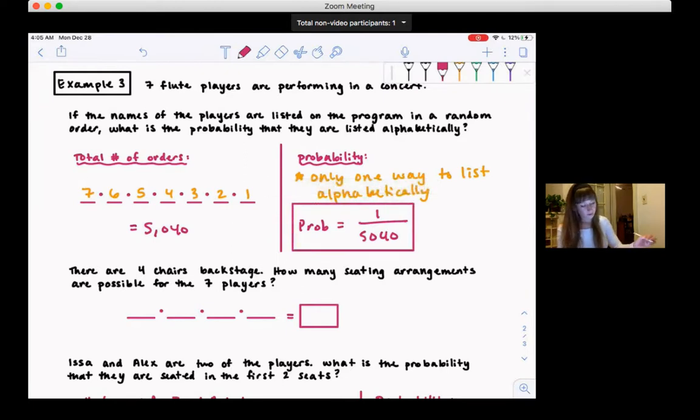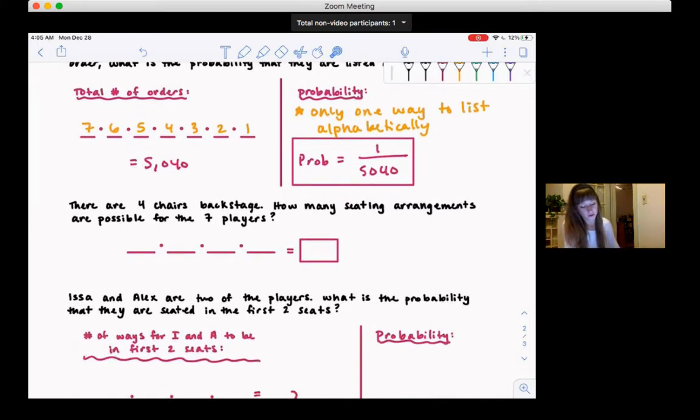And again, we were multiplying by the number of names available to us at each step. So this was the choices for the first name, this was the choices for the second name, this was the choices for the third name, and so on. Now let's say there are 4 chairs available backstage for the players to rest in whenever they're backstage. If all the 7 players are there, how many different seating arrangements are possible?